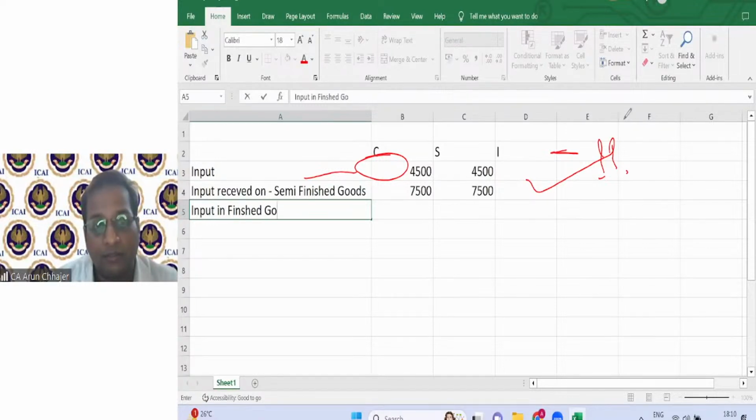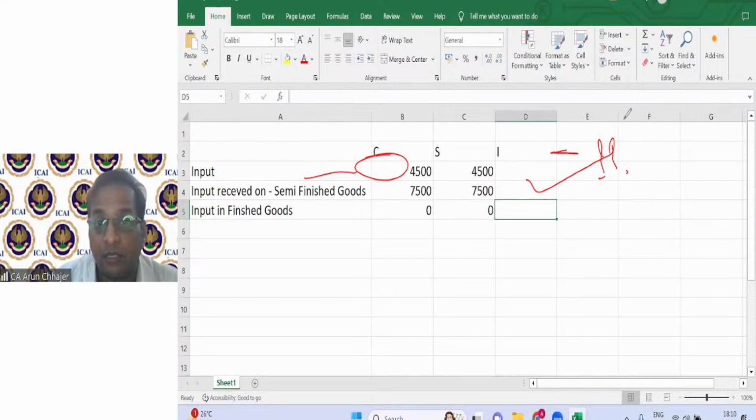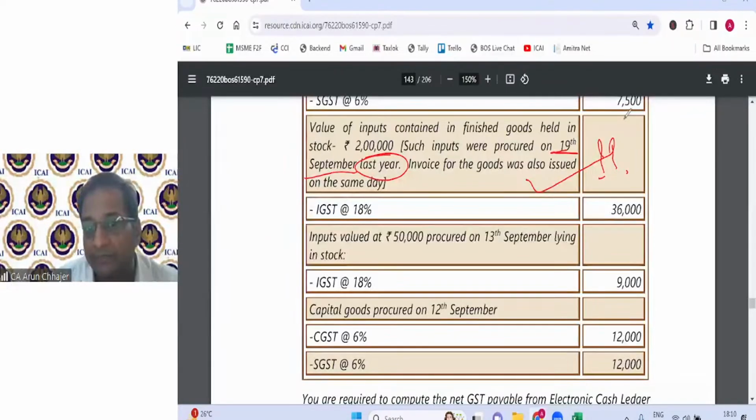Should I take the ITC or should I not be able to take the ITC? क्या मैं ITC ले पाऊंगा या नहीं ले पाऊंगा along with reason?